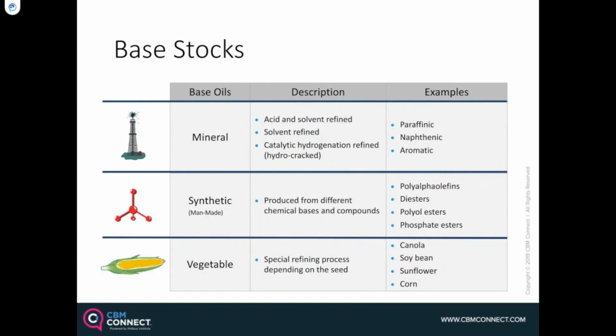Synthetics are also base stocks, and those are becoming more and more popular. They each have unique pros and cons. Some of the ones that we think of most commonly are PAOs (polyalpha olefins), diesters, polyol esters, and phosphate esters. And then, although we traditionally hadn't thought about it as a base stock, vegetable oils are starting to be used more as base stock. This is the oil from the seeds, whether it's canola, soybean, sunflower, or corn. They're squeezing the oil out of there, and that's being used for some lubricants today.